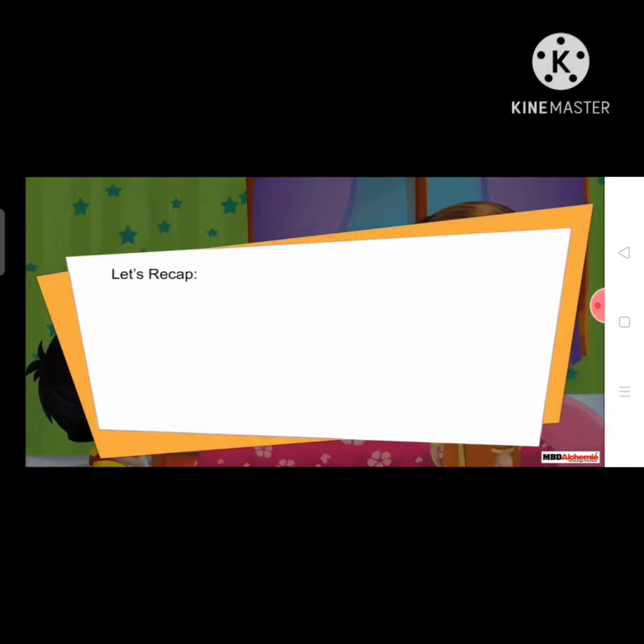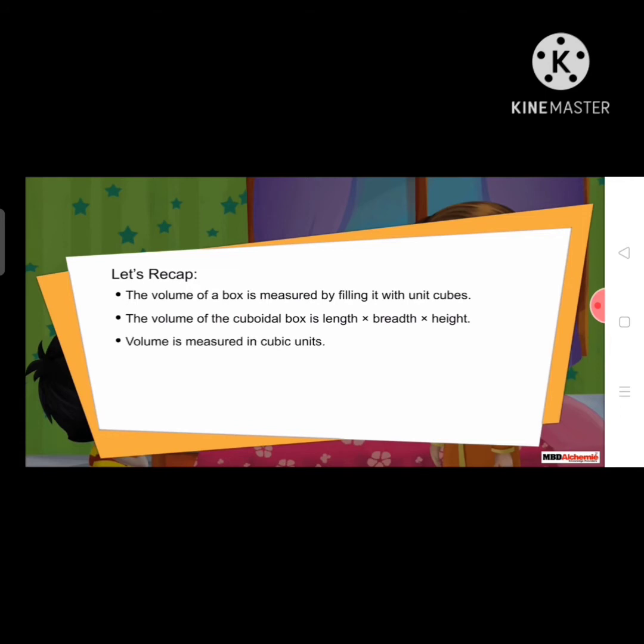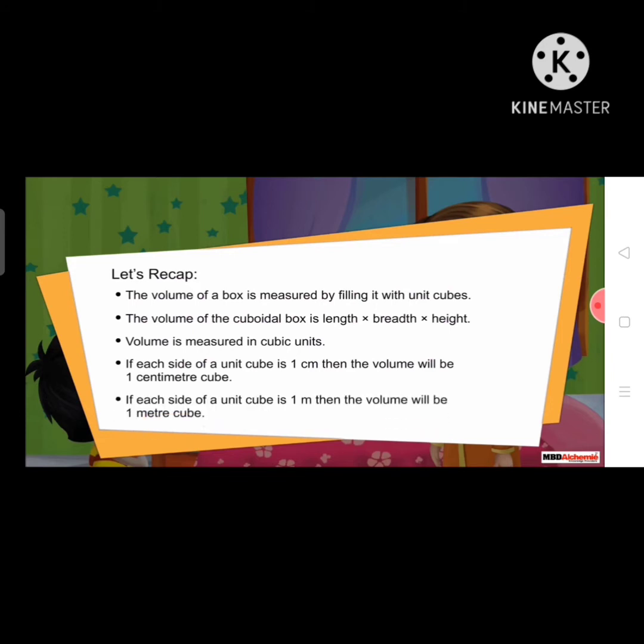Let's recap. The volume of a box is measured by filling it with unit cubes. The volume of a cuboidal box is length into breadth into height. Volume is measured in cubic units. If each side of a unit cube is 1 centimeter, then the volume will be 1 centimeter cube. If each side of a unit cube is 1 meter, then the volume will be 1 meter cube.